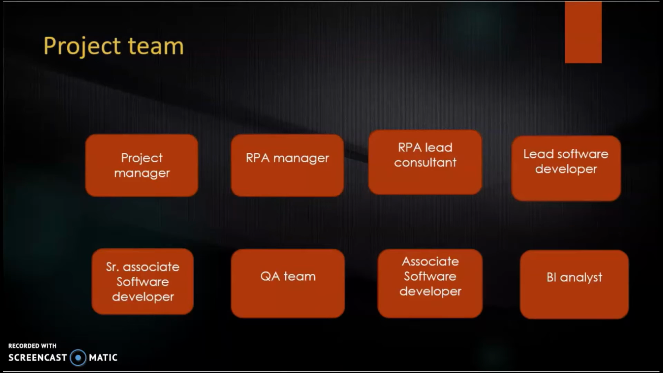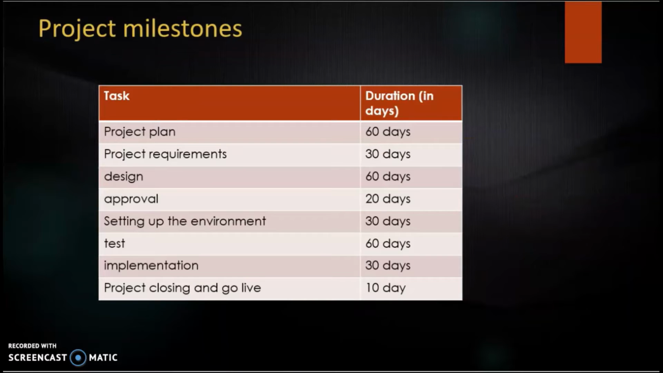So moving forward with the project team, it consists of the project manager, then the robotics process automation manager, then the RPA lead consultant, the lead software developer, the senior associate software developer, the QA team, the associate software developer, and the BA analyst. So next we are discussing the project milestone. It gives an idea about the timeline of the project.